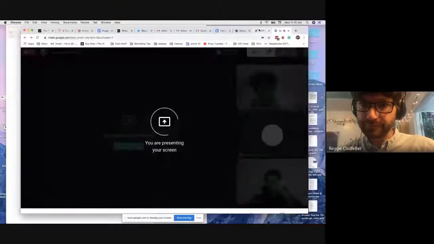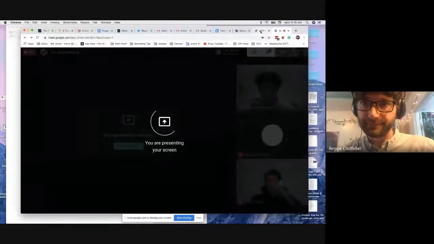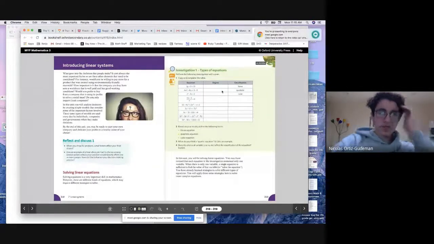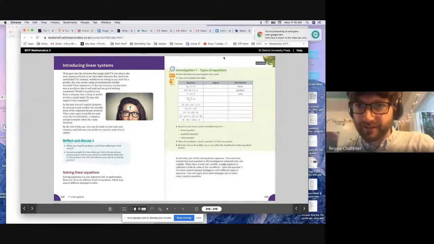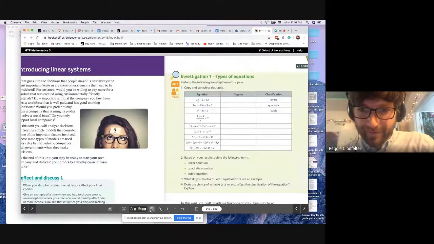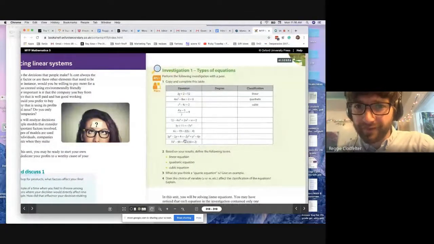So I'm going to present my screen. Okay, can everyone see my screen? Yeah, we can see your screen. Right on. Does everyone see this table up here in the top right? Yeah, we see the table. Wonderful. Take a look at this table here.